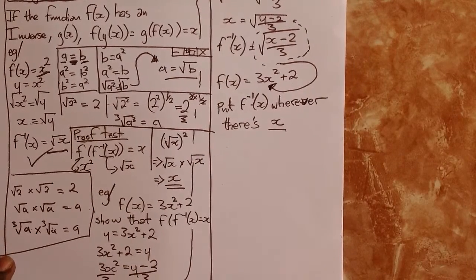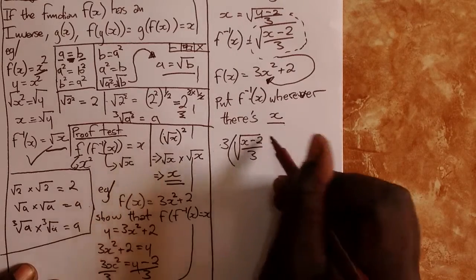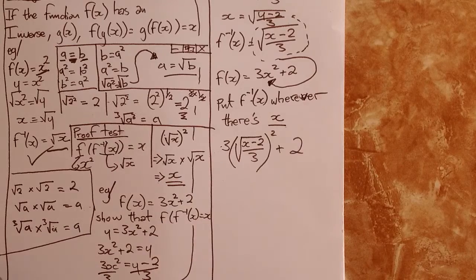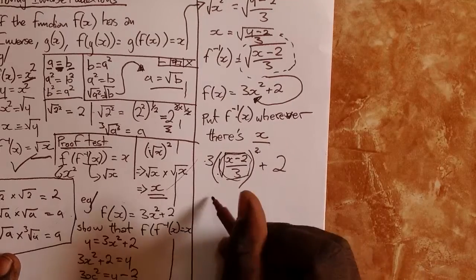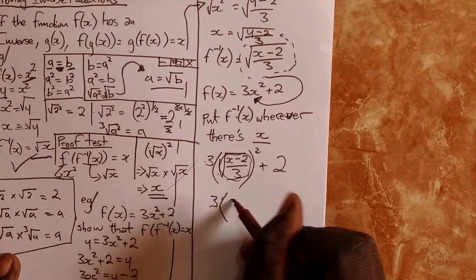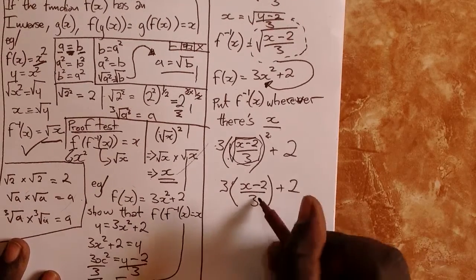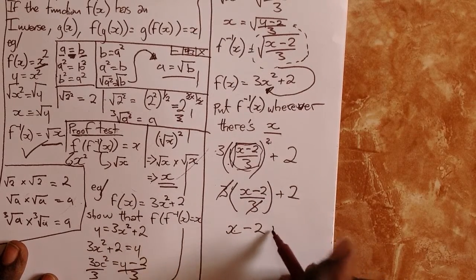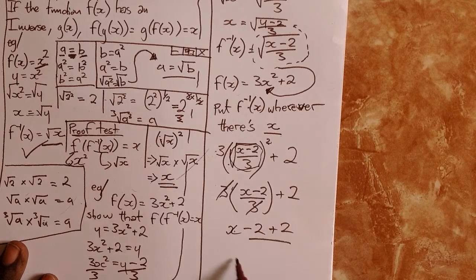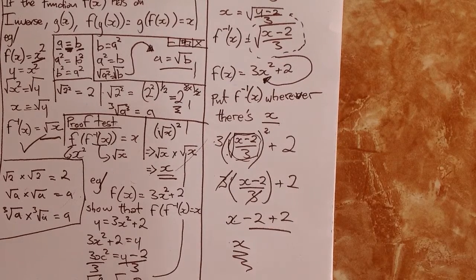This will be 3 open brackets, the square root of (x minus 2) over 3, close the bracket, squared plus 2. So we had seen previously that when we square the square root, they just cancel out. So we can automatically cancel out the square root because it is squared. So this becomes 3 open brackets, (x minus 2) over 3, close brackets, plus 2. And at this point, we can cancel out the 3 by normal multiplication, and we remain with x minus 2 plus 2. So minus 2 and plus 2 will cancel out, giving us x as the final answer, thereby proving that this inverse we had found was correct.